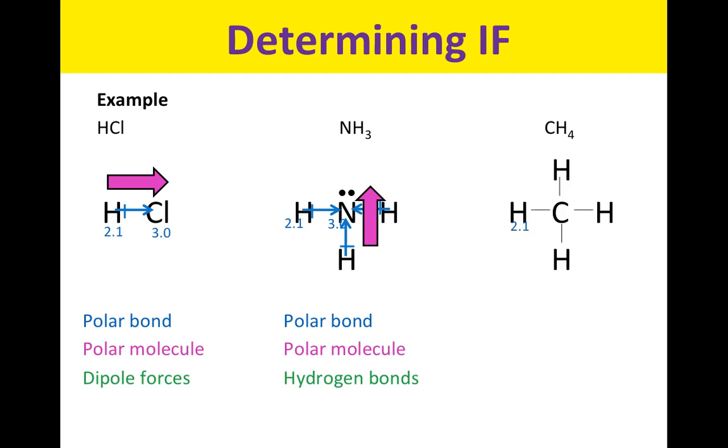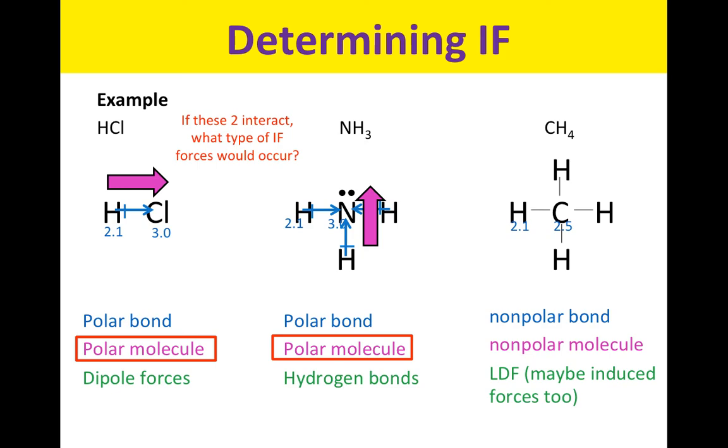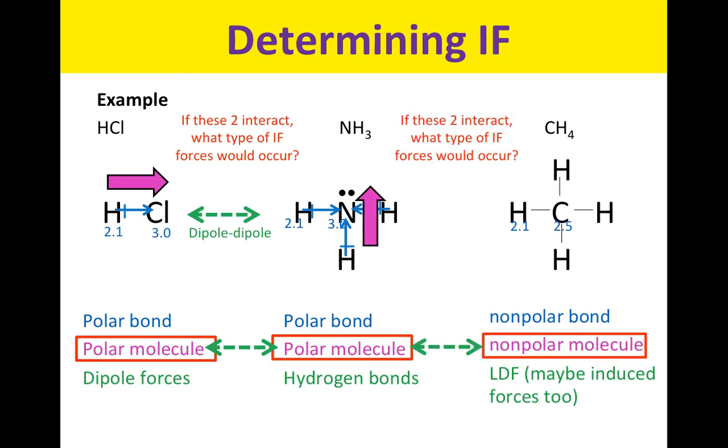And here you have a nonpolar molecule, with a difference of less than 0.4, so nonpolar bond, nonpolar molecule. So you have to think about London dispersion forces. Okay, so if these two were to interact, a polar and a nonpolar molecule, you will have a dipole-induced dipole. And if you have these two interact, you will have a dipole-induced dipole. All right, that is it.